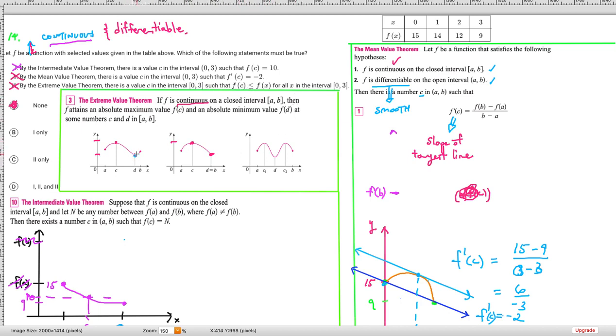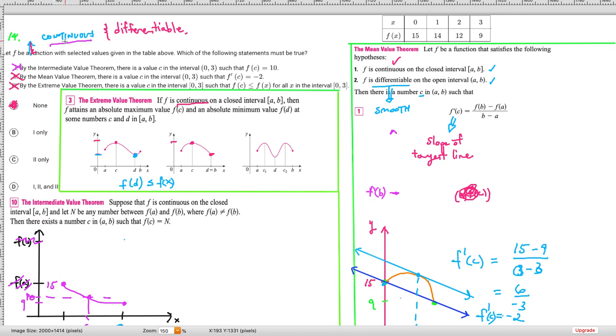Like in this case, look, that point right there is f of d. f of d is less than or equal to f of x for all the other x on this interval. You could go all throughout here. You're never going to find an f of x less than f of d on that interval. So the extreme value theorem would be true. All of them would be true if I knew that it was continuous and differentiable.